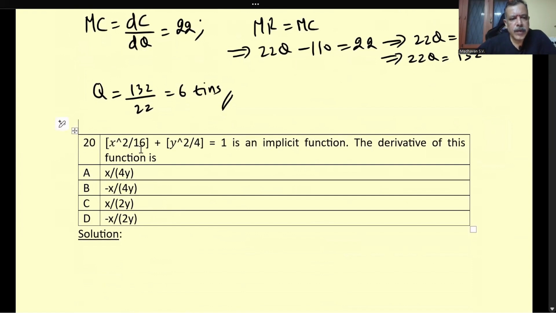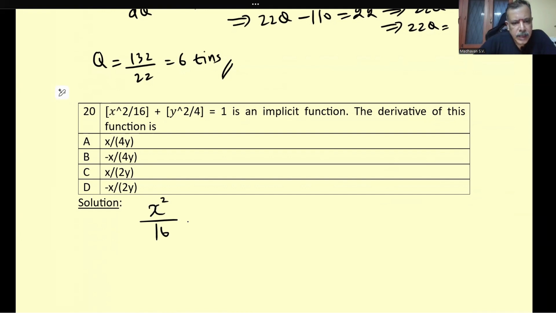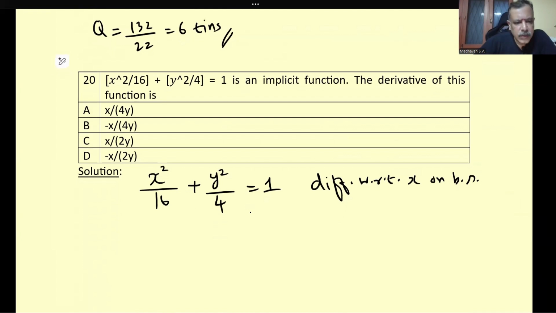X to the power of 2 divided by 16 plus y to the power of 2 divided by 4 equal to 1 is an implicit function. Find the derivative of this function. So derivative means we have to find out what is dy by dx. Let us write the function first: x square by 16 plus y square by 4 equal to 1. Differentiating with respect to x on both sides, what do we get? 1 by 16 is a constant, keep it as it is. If I differentiate x square, it is 2x.